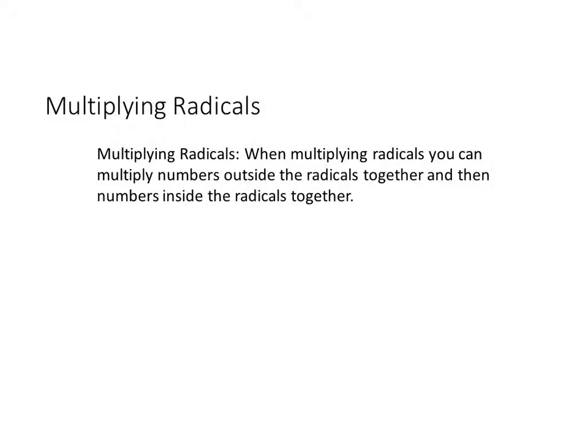Okay guys, in the last video we talked about adding and subtracting radicals. The big concept there was that we had to have like terms in order to add. For multiplying, we don't have to have like terms. The big thing is when we're multiplying radicals, you just multiply the outside numbers and multiply the inside numbers. That's about it for when we're multiplying. Let's look at some examples.